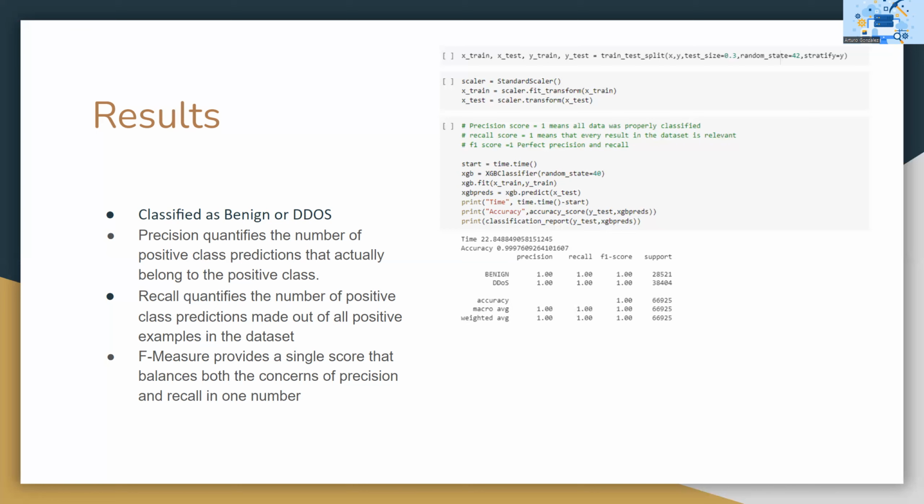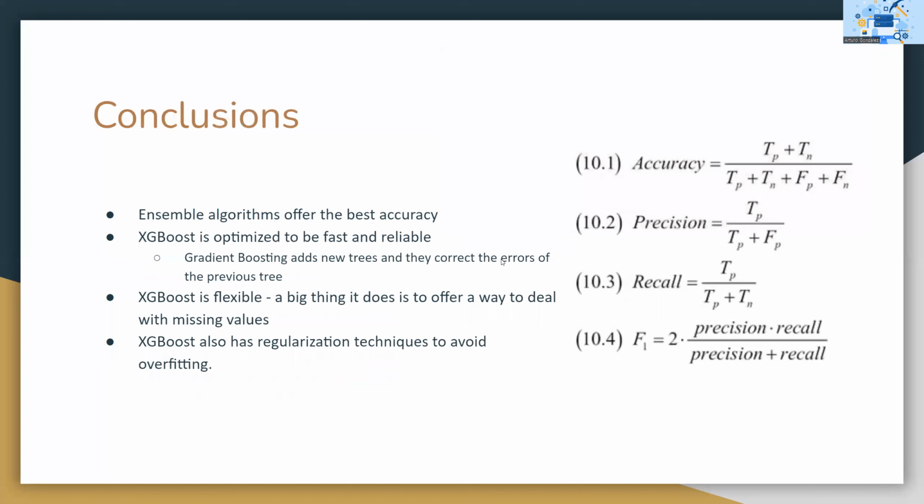So let's read through some of these numbers. Precision equals the number of positive class predictions that actually belong to the positive class. Recall quantifies the number of positive class predictions made out of all positive class. So you want precision, recall, and F1 to be closest to zero. I mean close to one. My bad, closest to one. And as you can see here, we got them to one, with an accuracy of 99.97%. So, some conclusions.